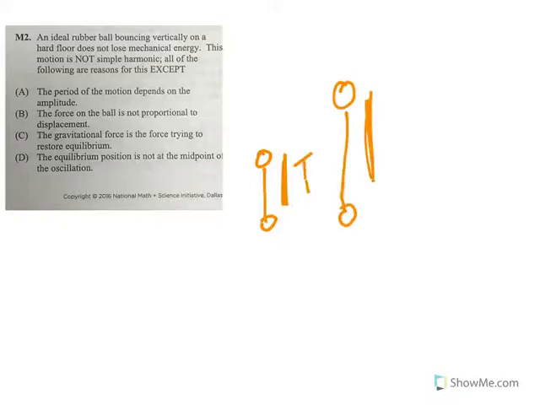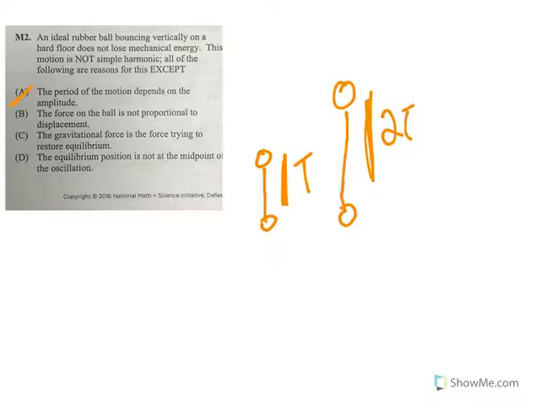The period of the motion depends on the amplitude. Well, if you bounce a ball from here to here and have it going back and forth, and then do it from here to here and have it going back and forth, the period would change. This would be T, and this might be 2T. So the period is dependent upon the amplitude for a bouncing ball, so it can't be simple harmonic.